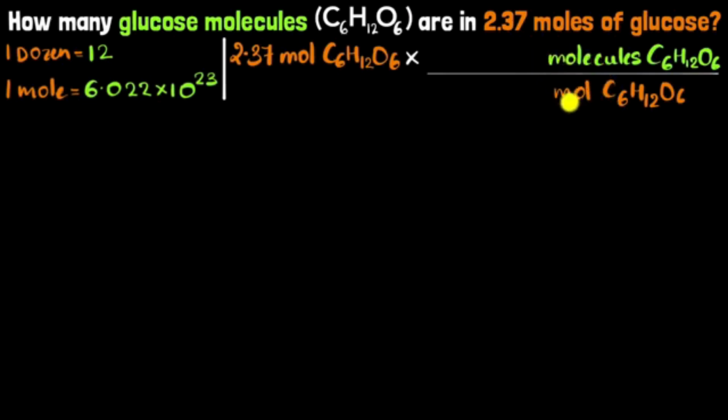But how many molecules per mole? Well, I know that there are 6.022 times 10 to the 23 molecules per mole. So I can fill this in and now have built my conversion factor. So look, the moles of glucose cancels out, and what I now end up with is molecules of glucose. So I just need to plug this in my calculator.